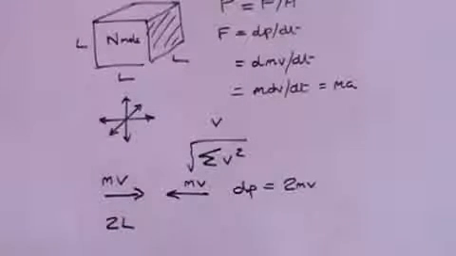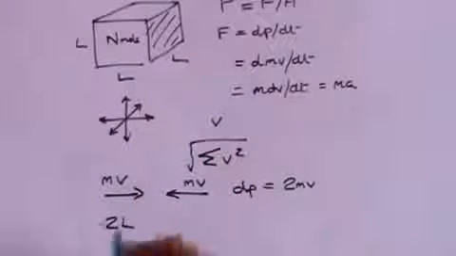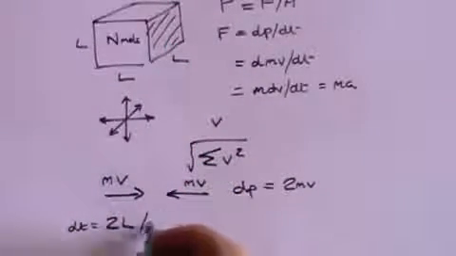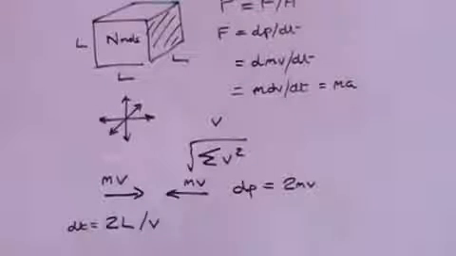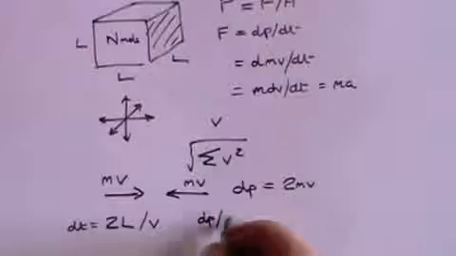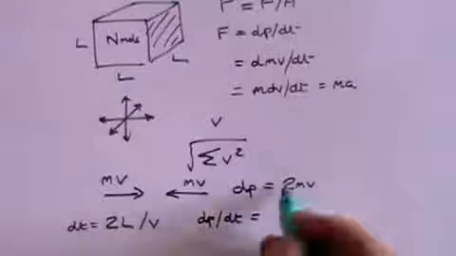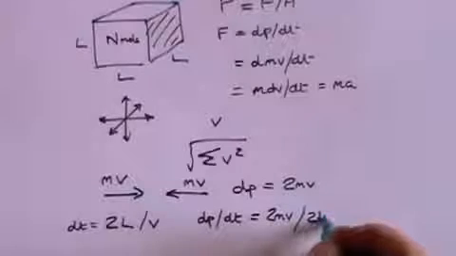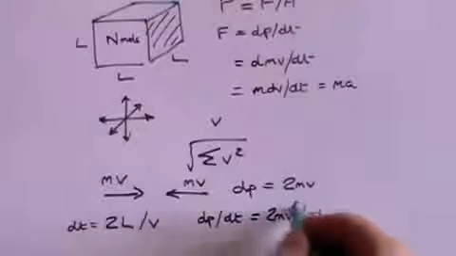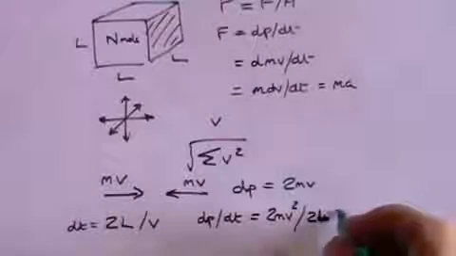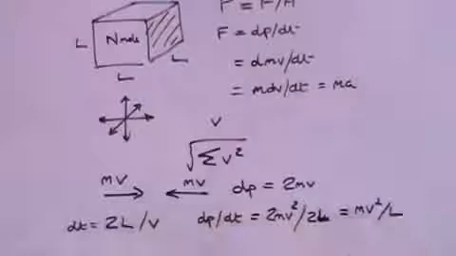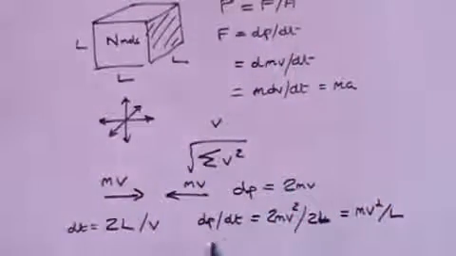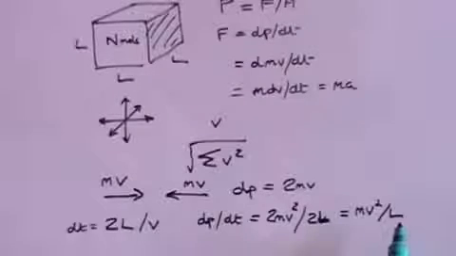But it's travelling at speed v, and therefore the time to travel there and back, the distance 2L, is 2L divided by v. And now we can write down that dp by dt, which is the rate of change of momentum, is dp, which is 2mv, divided by dt, which is 2L over v. And that comes up there and becomes v squared. And that equals mv squared divided by L per molecule. So the force, which is dp by dt, is equal to mv squared divided by L per molecule.